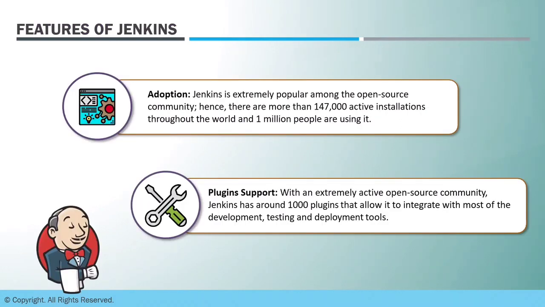So what are the features of Jenkins that make it very popular? Adoption. Jenkins is extremely popular among the open source community. As I said, there are more than 147,000 active installations throughout the world, maybe private or public, and 1 million people are using it. So when you install Jenkins, you can install the Jenkins server publicly accessible, or you can make your private installation as well.